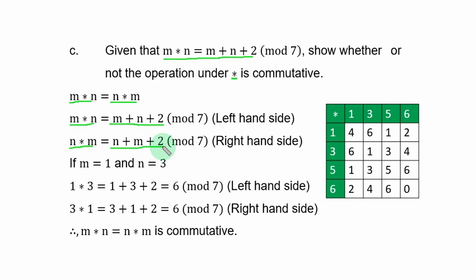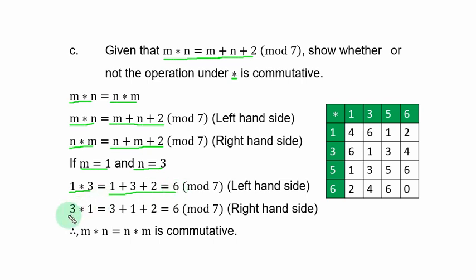For us to really show that the operation is commutative, if we try two elements in the given set, we should have the same remainder. That is the meaning. So let's try. If m is equal to 1 and n is equal to 3. So we take 1 asterisk 3. So here m is 1 and n is 3. In the given operation, you have 1 plus 3 plus 2 equal to 6 modulo 7. 6 is an element there.